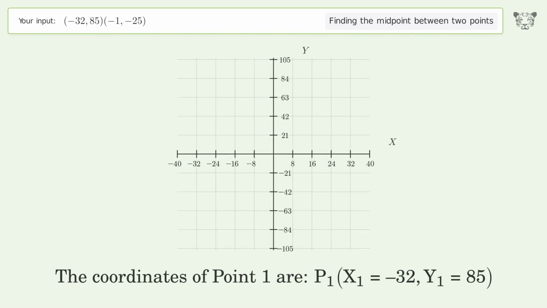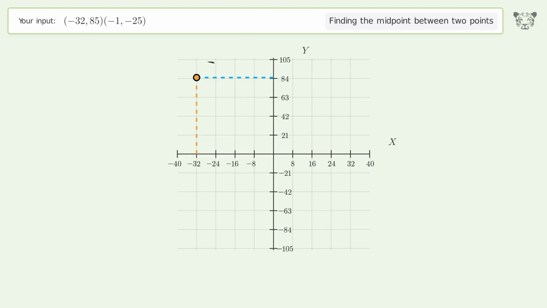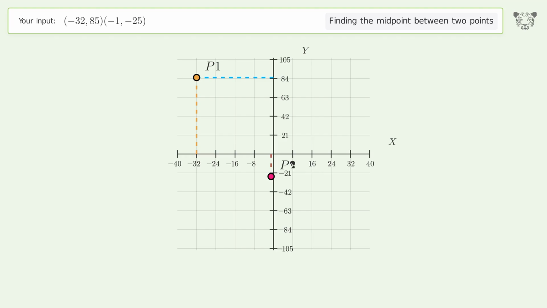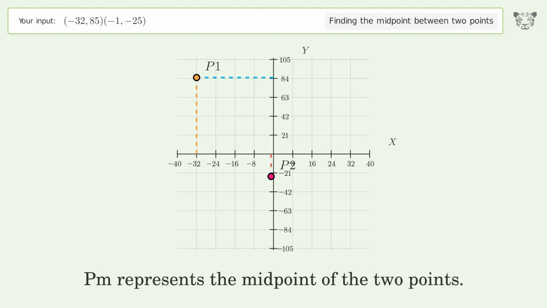The coordinates of point 1 are, x1 equals -32, y1 equals 85. The coordinates of point 2 are, x2 equals -1, y2 equals -25. PM represents the midpoint of the 2 points.